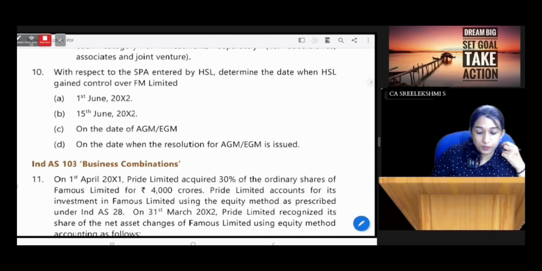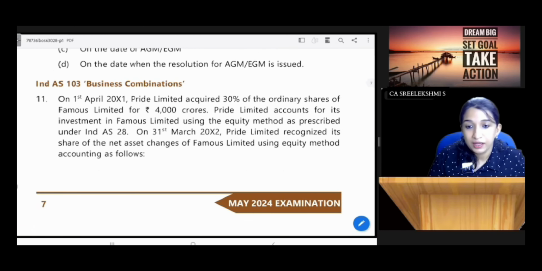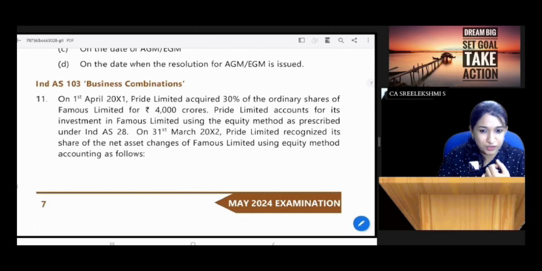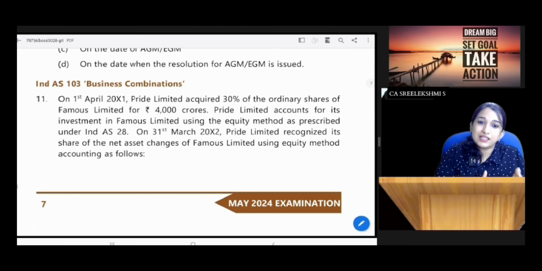With respect to SPI, 1st June. Fine. So that takes care of MCQs. There are 10 MCQs, giving an idea that the MCQs which will be asked in the exam could be more or less this kind of case study MCQs. Then question number 11. Trust me guys, this is illustration number 11 in business combination: associate becoming subsidiary.